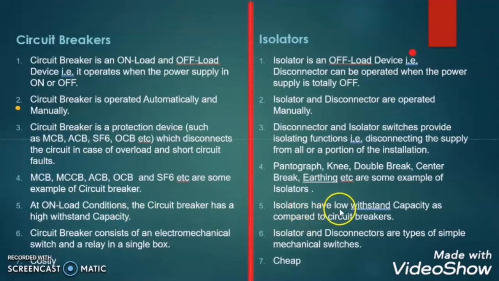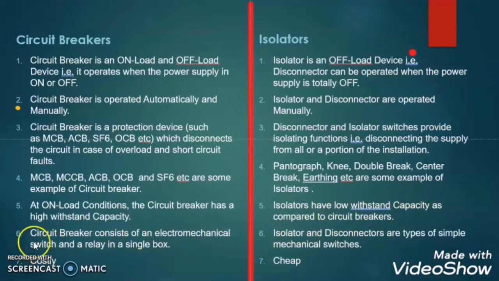But the isolator is operational when there is no load connected in the circuit, or we can say when the load is in the off position. So during operation, that is on and off, the isolator is not facing any high current at the time of turning on and at the time of turning off the isolator. So this isolator will have very low withstand capacity.